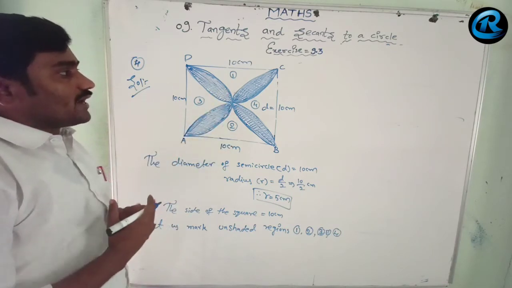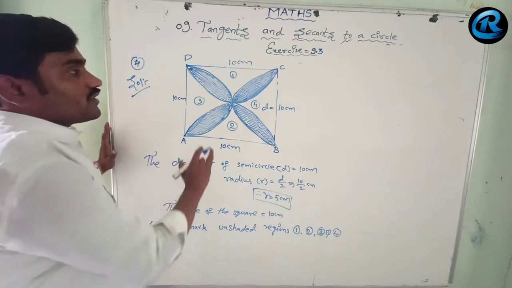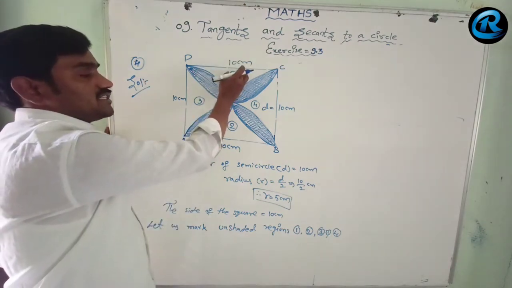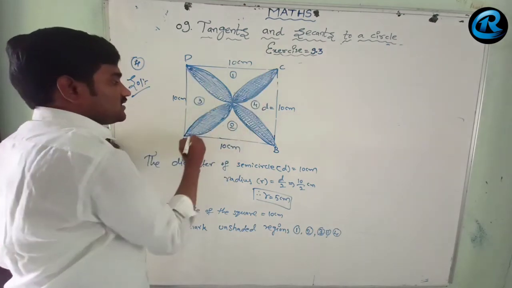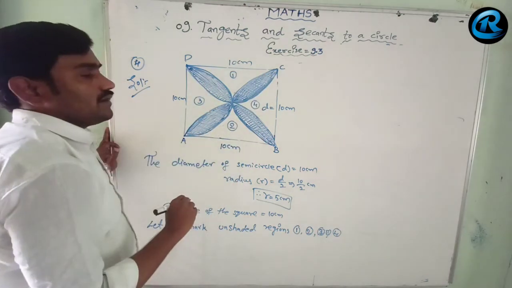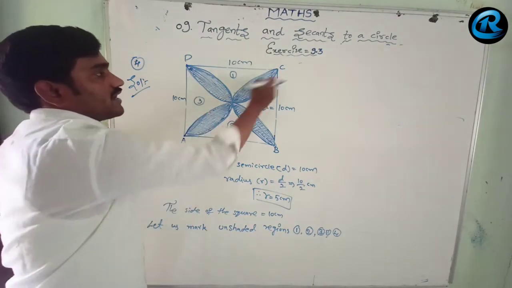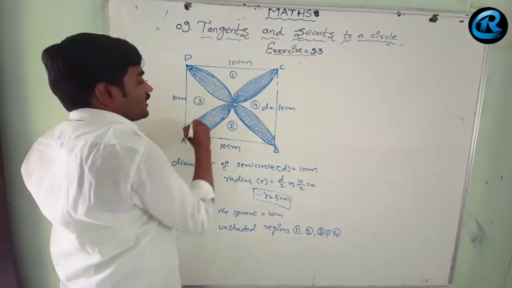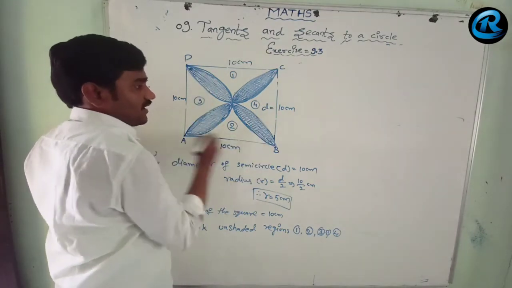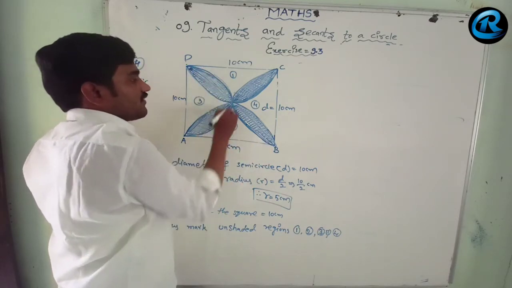First of all, what I would like to do is simple. I will find the area of the unshaded region of part 1 and part 2. How? Area of square minus area of these two semicircles. This complete area of the square minus this area of two semicircles.